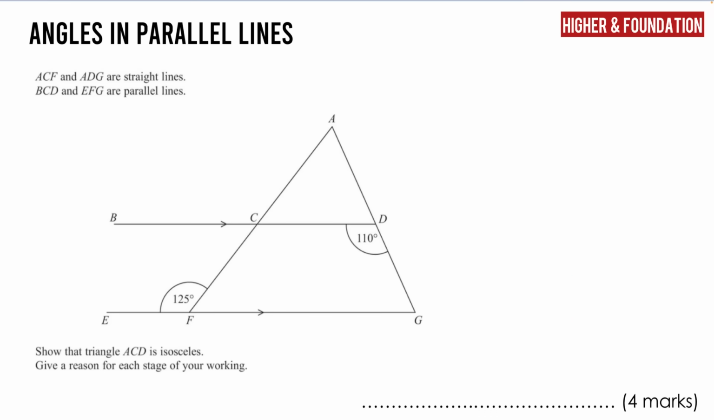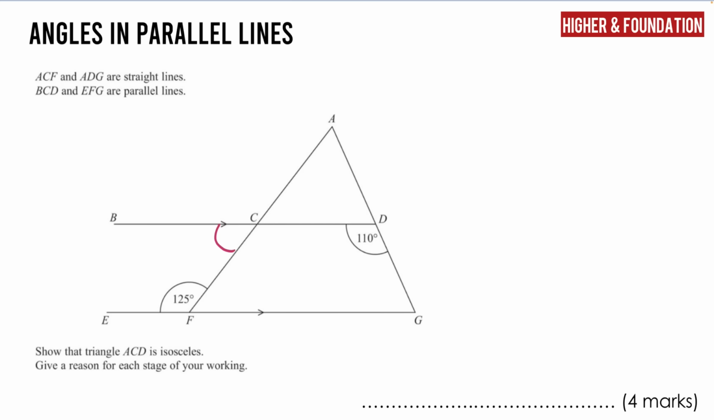Now with angles in parallel lines, of course you just need to be very careful here, make sure that you know all of your different angle rules. You have your alternate angles that make that almost Z shape, you've got corresponding angles that make that F shape, you've also got co-interior angles, which are when they are inside, so that 125 there is co-interior with this one, and they add up to 180 degrees.